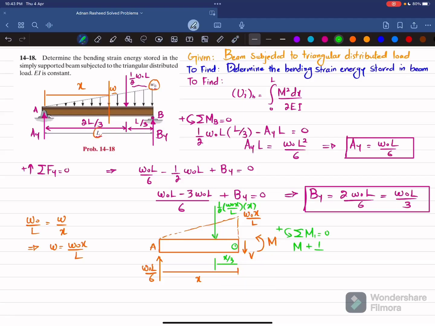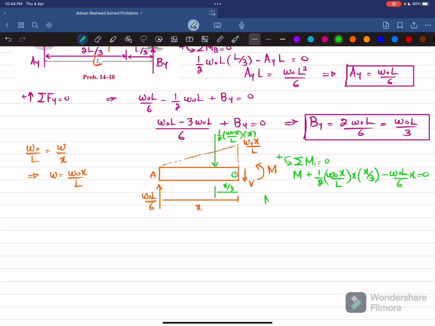So I will write plus 1 over 2 W naught x over L into x, and perpendicular distance is x by 3. And the last moment is due to this load into perpendicular distance x, and this is producing clockwise moment, so it will be negative. So minus W naught L over 6 into x is equal to 0. Okay, so M plus W naught x cube over 6L minus W naught L x over 6 is equal to 0. So you can take the LCM.